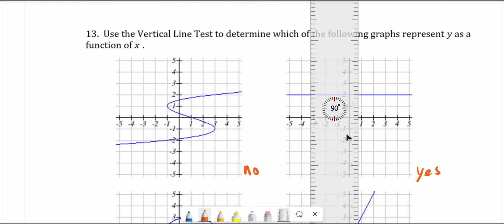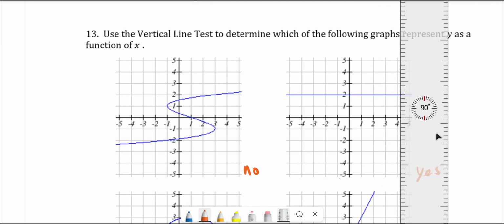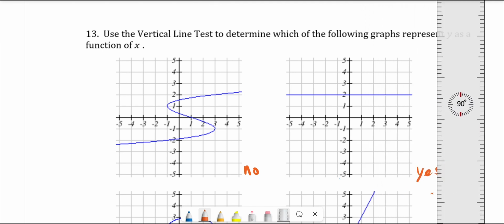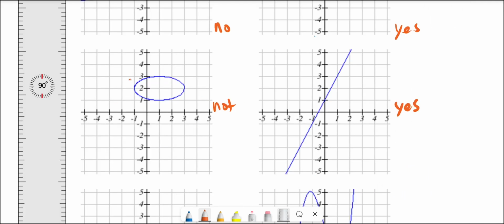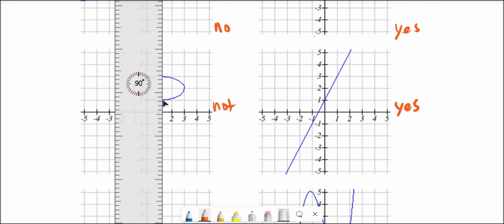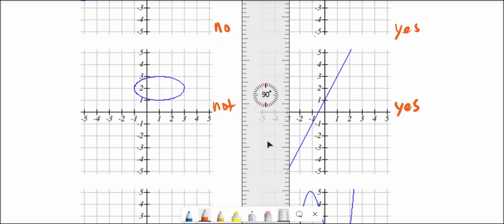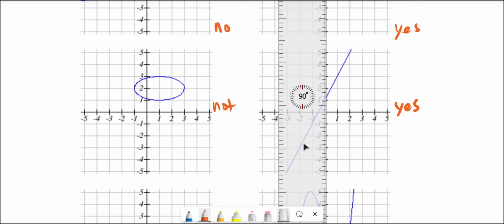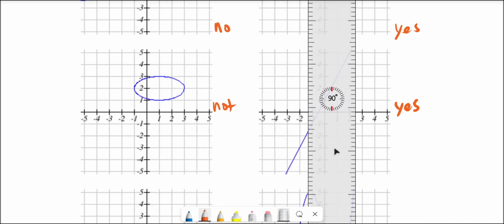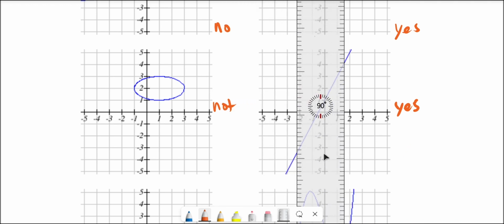Over here we have a line. It intersects the vertical line in only one spot at any given time, so it is in fact a function. Here we have an ellipse. If I pass this through the ellipse, we could see that it hits the ellipse in two places almost everywhere, and so this is not a function. If we pass it again through this diagonal line, it hits it in only one place at any given time, and so this is in fact a function.